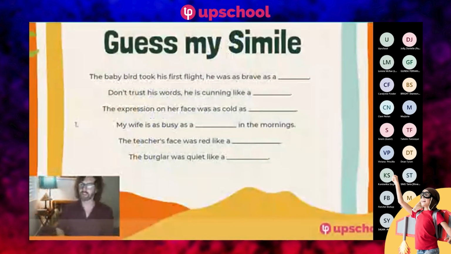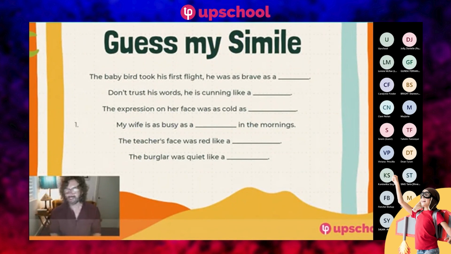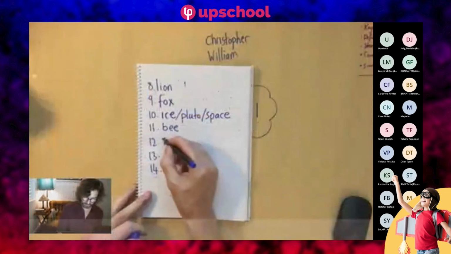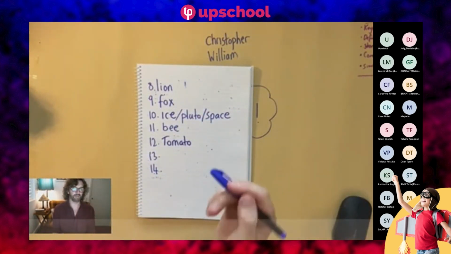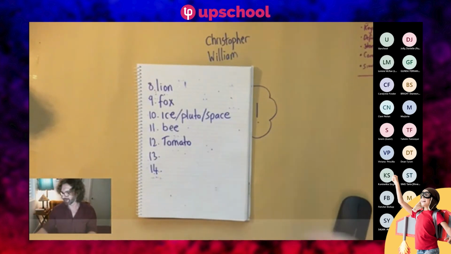Next one. The teacher's face was red like a. This is a funny one. The teacher was really angry. Oh, he spilled a cup of coffee all over his trousers. His face was red like a. Like a what? Like a tomato. Red like a tomato. How funny. That's a very red face, isn't it?